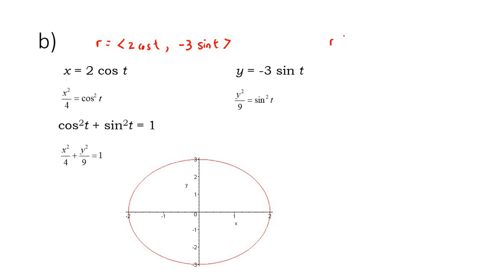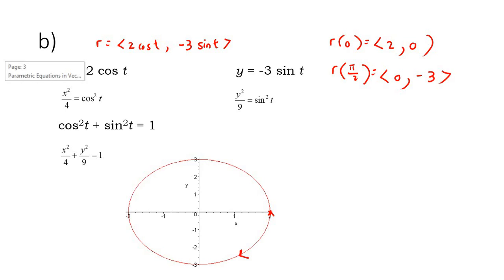If you want to know the direction, whether anti-clockwise or clockwise, then plug in t equal to 0. Cos 0 is 1, so 2. Sin 0 is 0, so it's from this point. Then put t equal to pi over 2. Cos pi over 2 is 0, sin pi over 2 is 1, so 0, negative 3. Starting from 2, 0 to 0, negative 3, the direction is clockwise. So for question B, the direction of the vector valued function is clockwise.